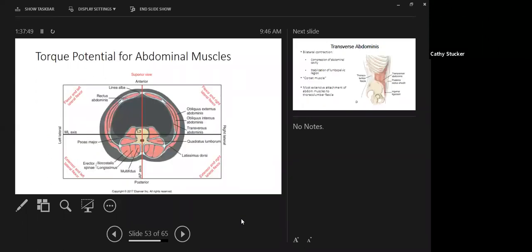Here's that famous grid of mine. Not mine, but I love them. So here's your axis of motion right through L3, right through the vertebral body. Here you can clearly see what has the longest moment arm for trunk flexion: rectus abdominis, right? What has the longest moment arm for side flexion, if they fire unilaterally?